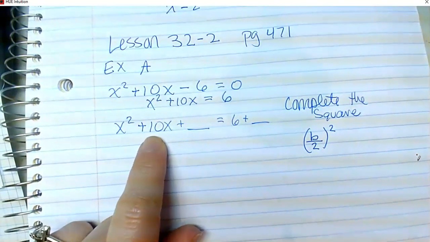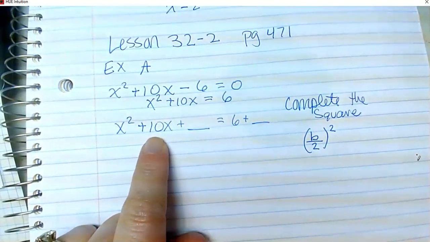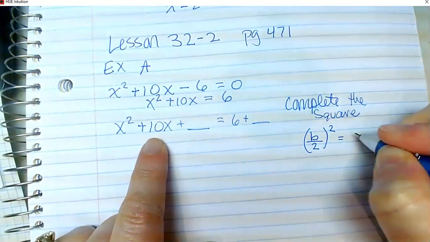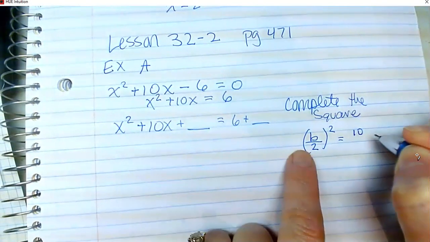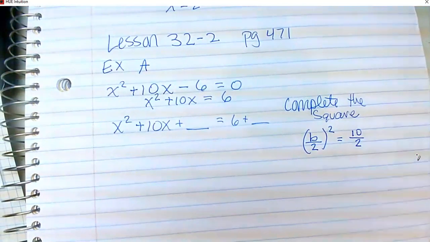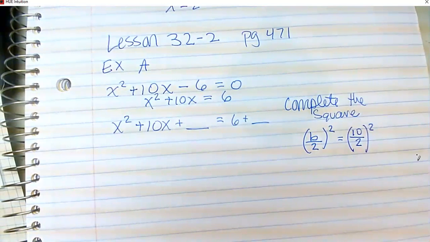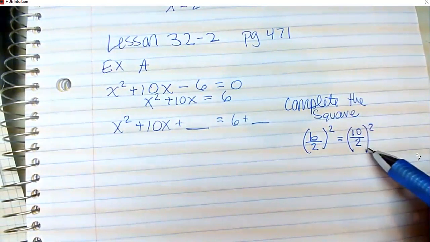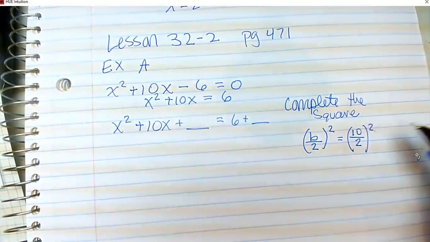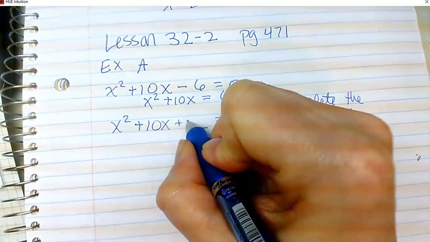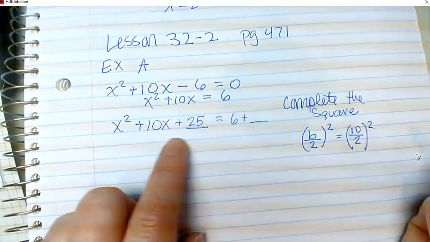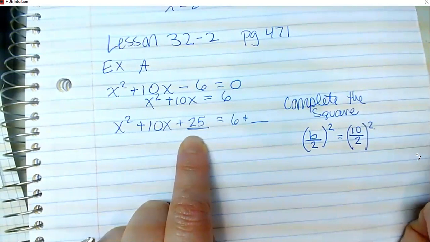Well, in this case, b, which is the coefficient of our middle term, is 10. So I'm going to put a 10 in place of b. I'm going to divide it by 2, and then I'm going to square that number. So 10 divided by 2 is 5, and 5 squared is 25, okay? So I am going to put 25 in this blank right over here.